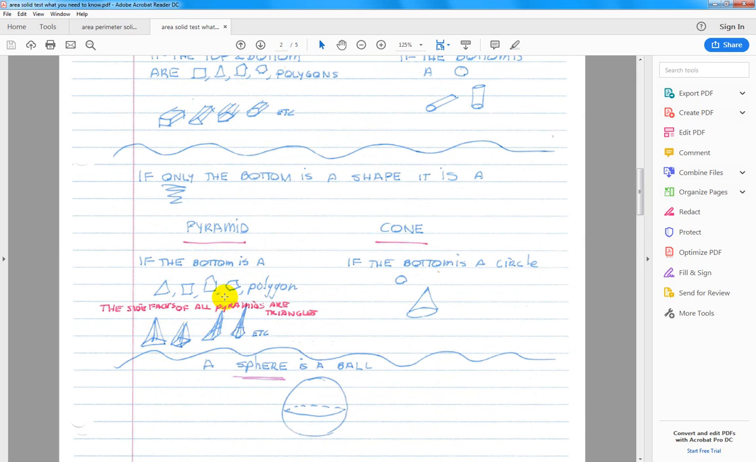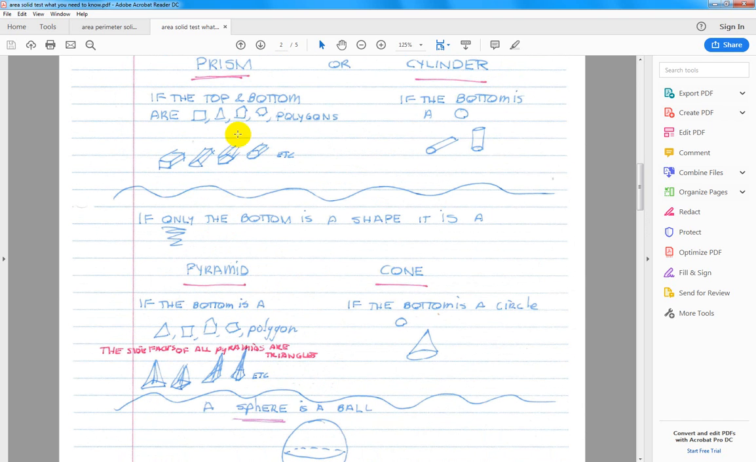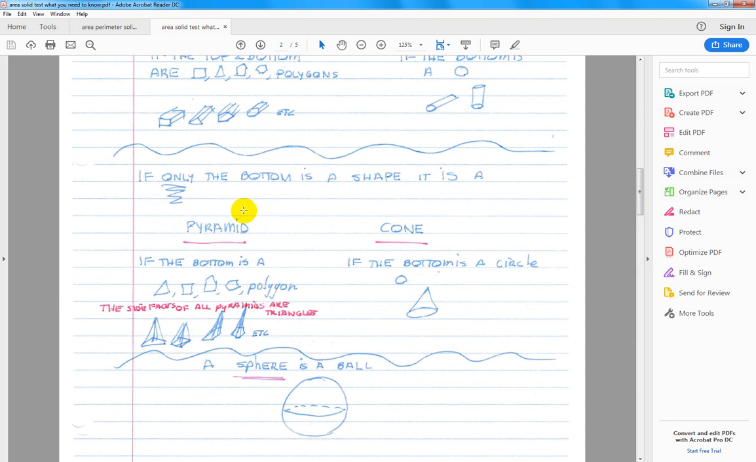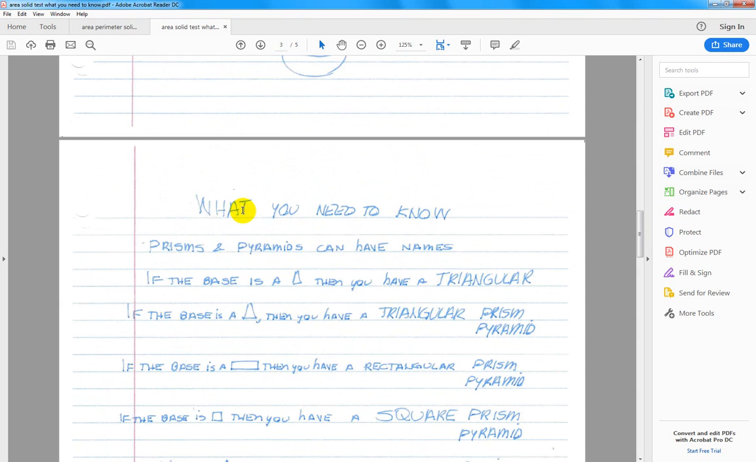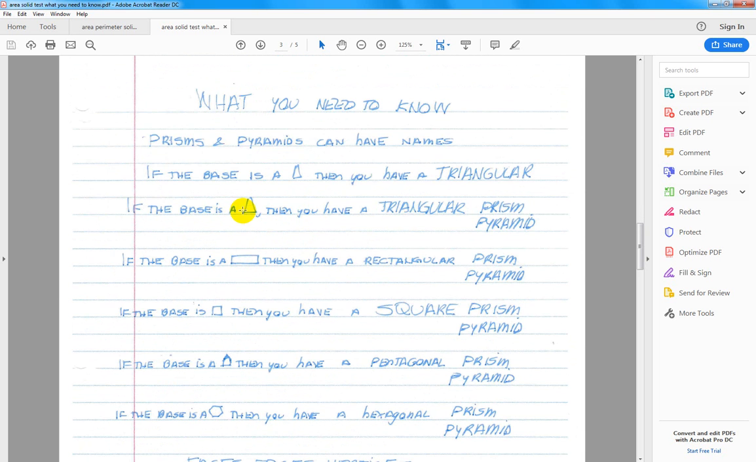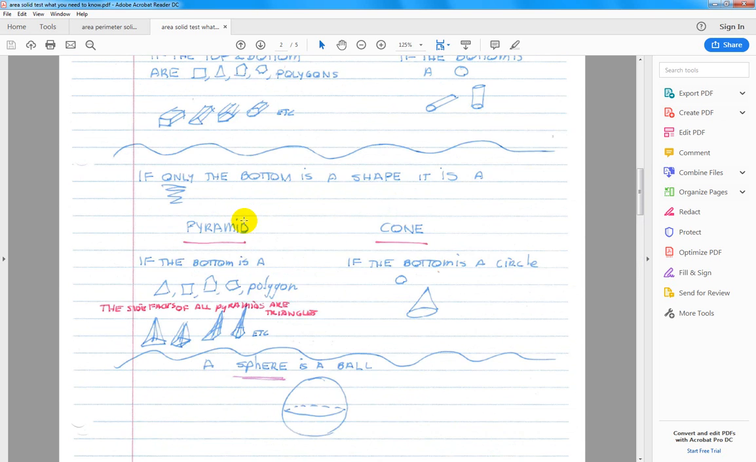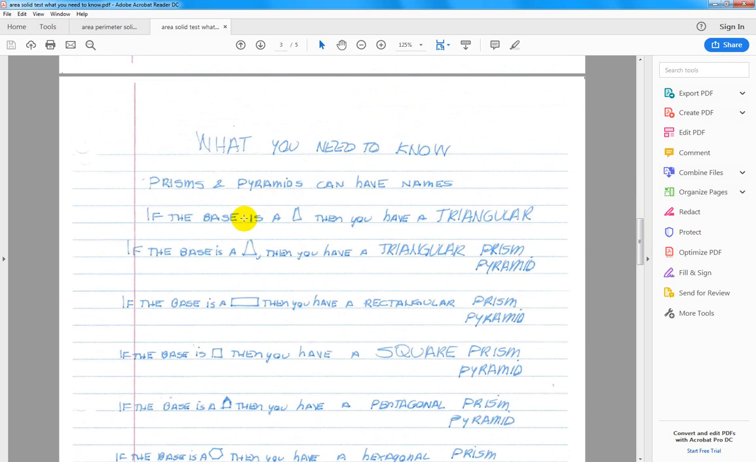Then all of these things that have polygons on them, you can categorize them by the type of polygon. For example, if it's a hexagonal bottom and it's a pyramid, it's a hexagonal pyramid. If it's a prism, it's got a hexagon on the top and the bottom, then it is a hexagonal prism. So you can categorize these things by the shape of the base.